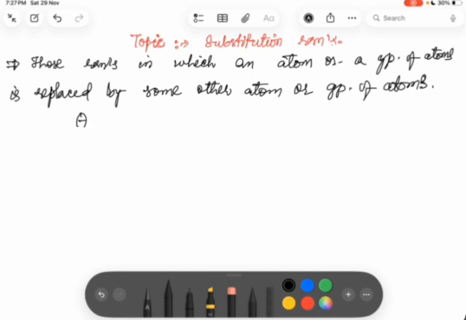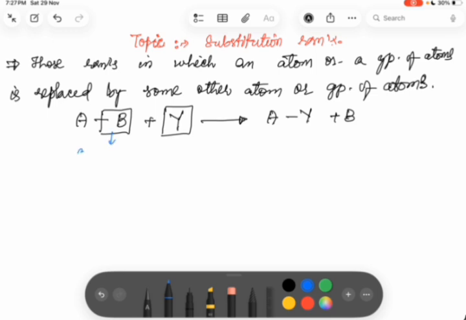Let us suppose we have a reactant species AB and it reacts with another species Y and leads to the formation of product AY plus B. Dear students, what is going on in this reaction? B is replaced or substituted by Y. That is why this class of reactions is known as substitution reactions. Here B can be an atom or a group of atoms. Similarly, Y may be an atom or a group of atoms.